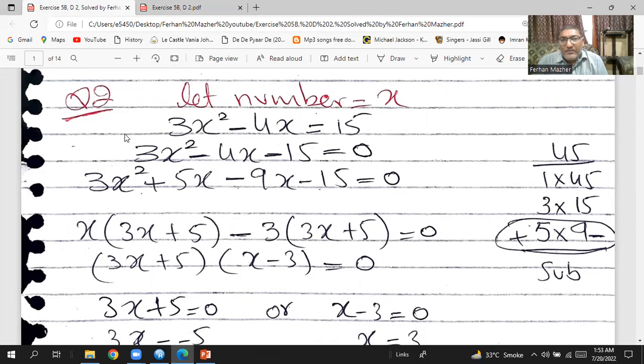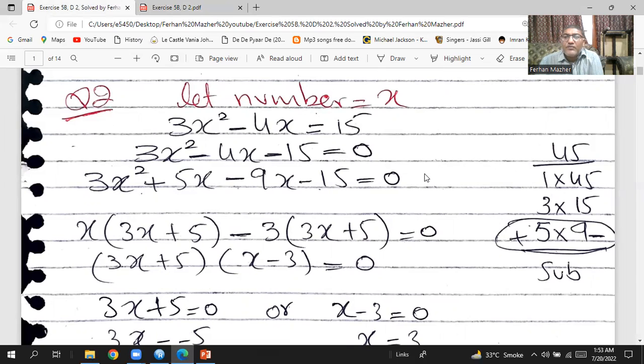So multiply the extreme terms. 3x square will multiply with the minus 15 gives you 45x square. So write the factors of 45 there. 1 into 45, 3 into 15, 5 into 9. Because the third term has a negative sign, I will choose that pair which by subtraction will give me minus 4. So 9 and 5, that's the pair.